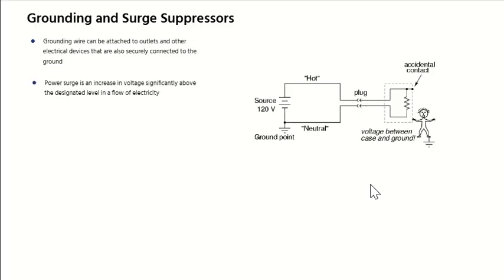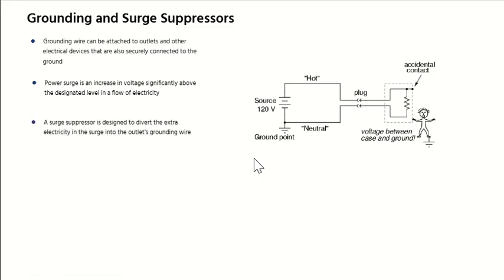A power surge is an increase in voltage significantly above the designated level in a flow of electricity. If the surge is high enough, it can cause some serious damage to devices. The effect is very similar to applying too much water pressure to a water pipe. If there is too much water pressure, the pipe will burst. When too much electrical pressure runs through a wire, it heats up and burns.